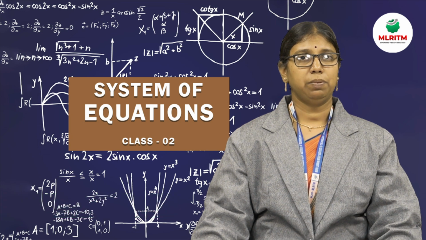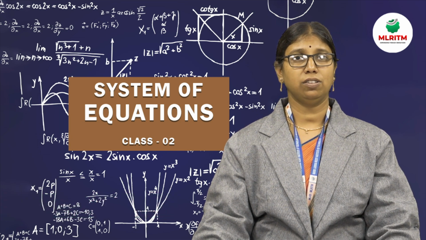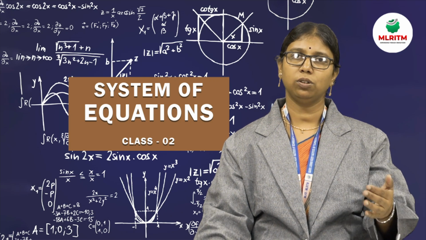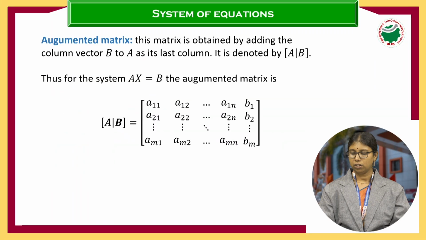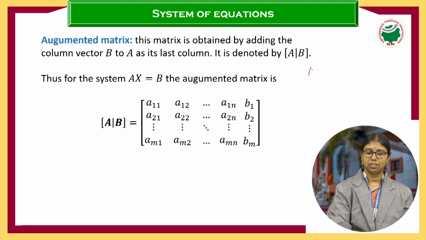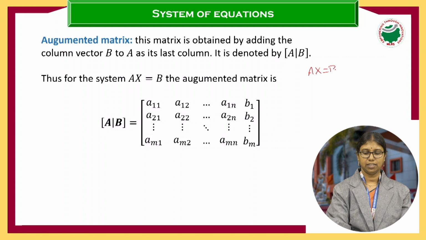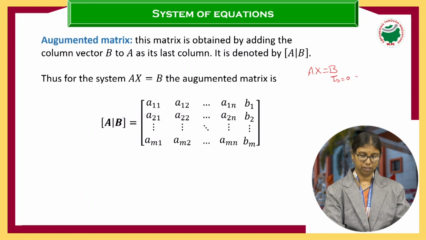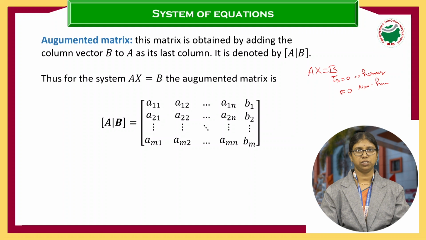In the previous session, we discussed how to solve the homogeneous system of equations. I'll just revise that concept, then I'll go to non-homogeneous system. In homogeneous and non-homogeneous, first you have to take the matrix representation in the form of Ax equal to B. If this B value is equal to 0, then we call the system homogeneous. If this B is not equal to 0, then the system is called non-homogeneous.